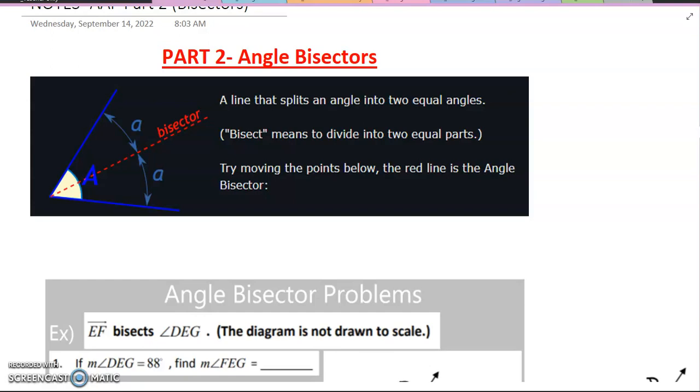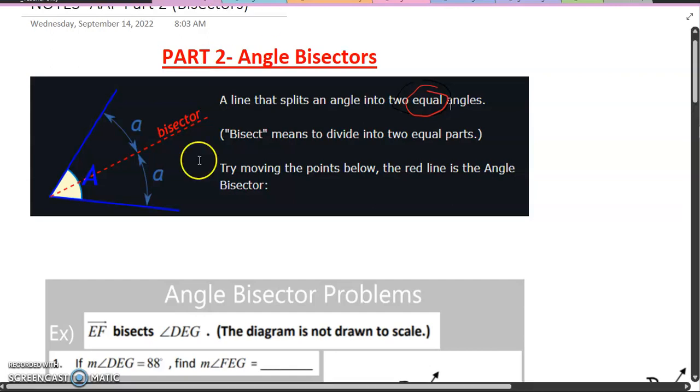So, what is an angle bisector? By definition, it is a line that splits an angle into two equal angles. That equal is such a key word, okay? That's going to be important for us in our equation creation in just a few moments. So, bisect, again, means to divide into two equal parts.